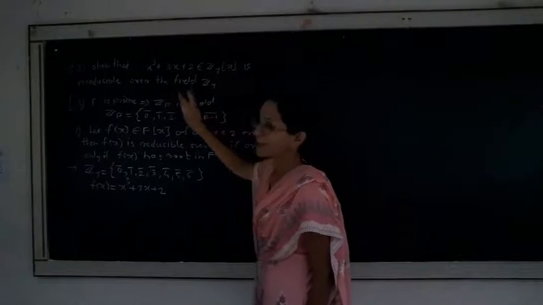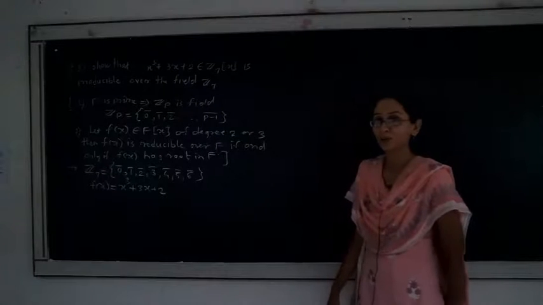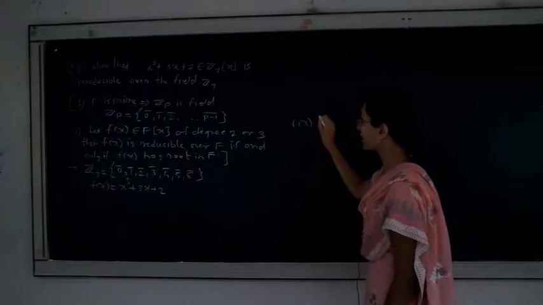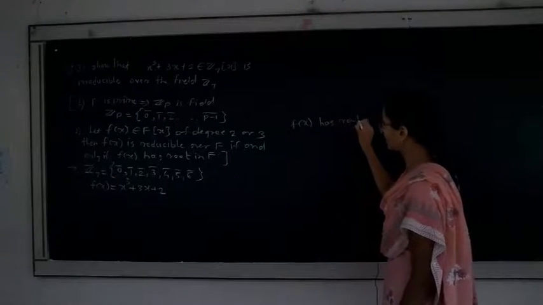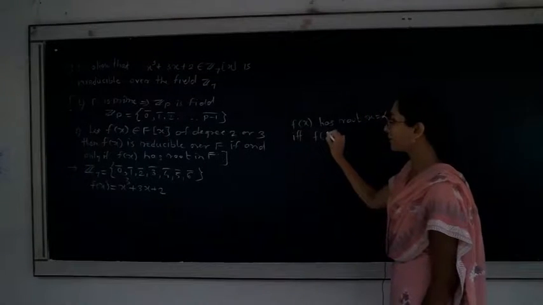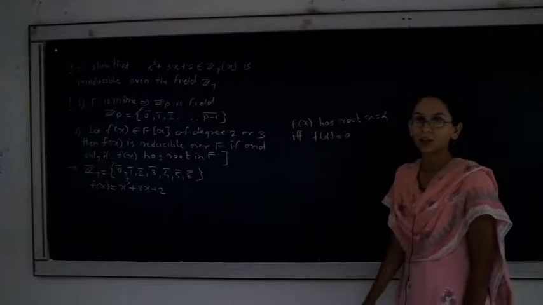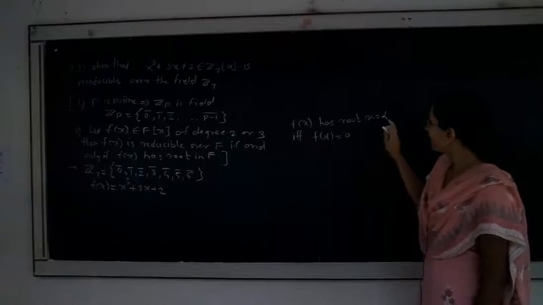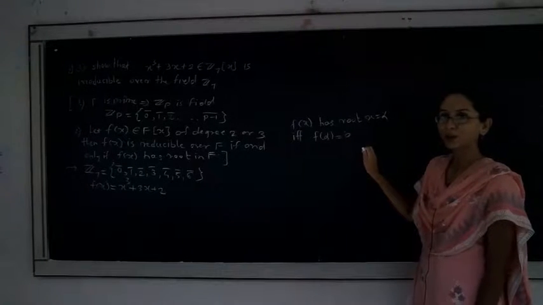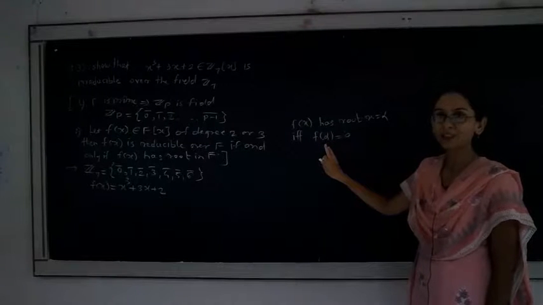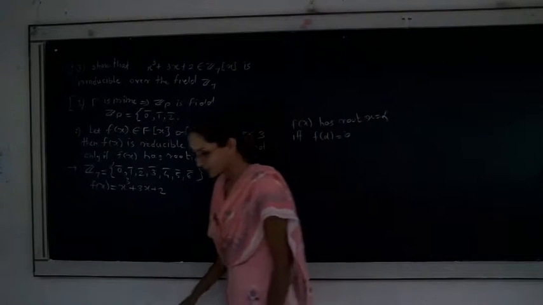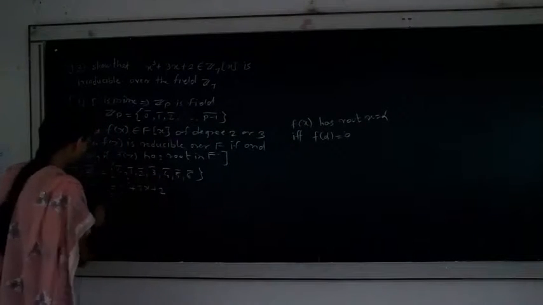We have to check whether this polynomial has a root in Z7 or not. How can we check the root of the polynomial? f(x) has root x equal to alpha if and only if f of alpha equals 0. That means we verify whether alpha satisfies the equation f(x) equals 0 or not. Now we have 7 choices for this alpha from the field Z7. Now we check all the elements.